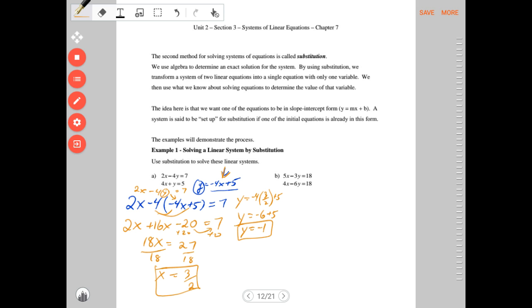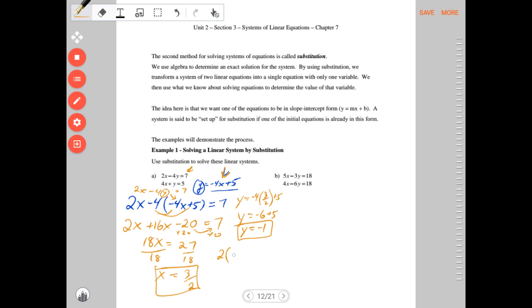Now, the thing is, you always want to substitute that 3/2 back into the easiest equation. The thing is, you don't have to do that. I could have picked a different one to get the y value. So let's just use that top one just to kind of prove the point.